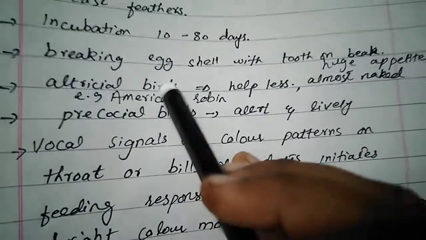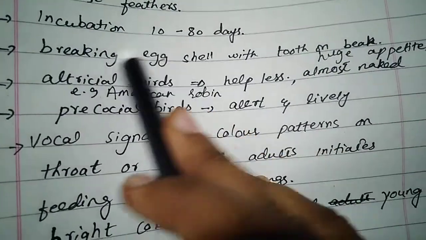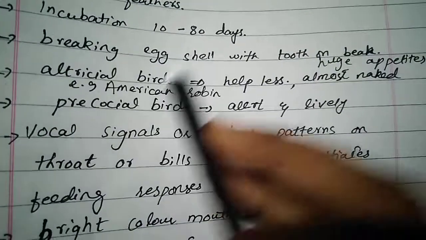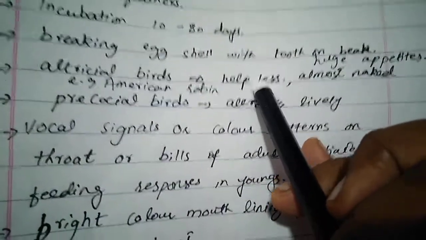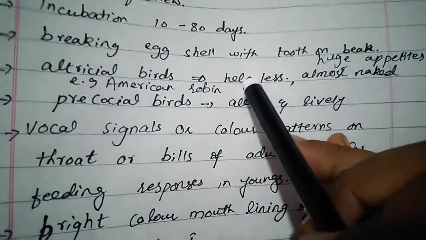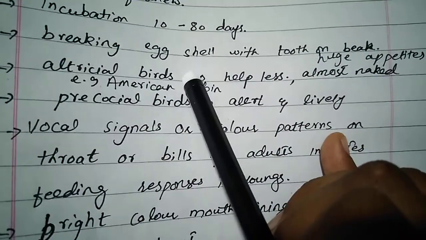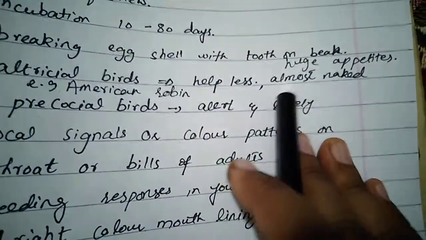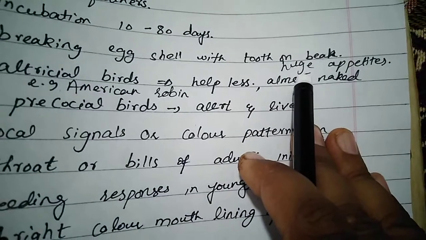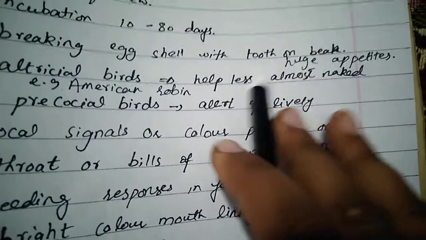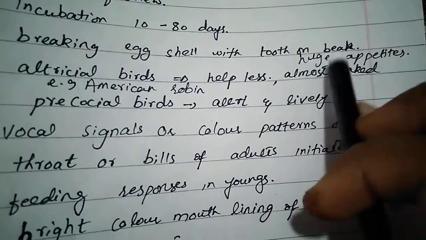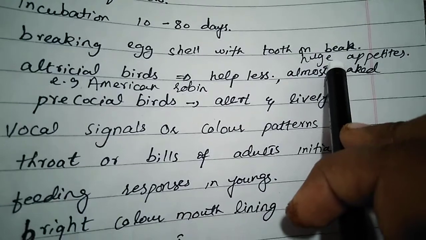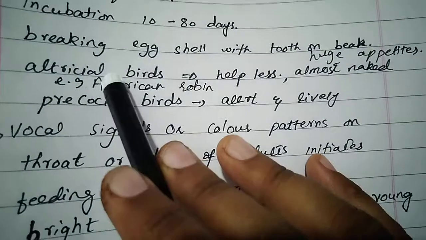Now this is most important from the examination point of view: altricial birds and precocial birds. Some birds, when hatched, are helpless at the time of birth. The terminology used for these birds is altricial birds. They are almost naked at the time of birth. They don't have any kind of feathers on their body, and they have huge appetites. Approximately, they eat food equal to their body weight in a day. A common example is the American robin.